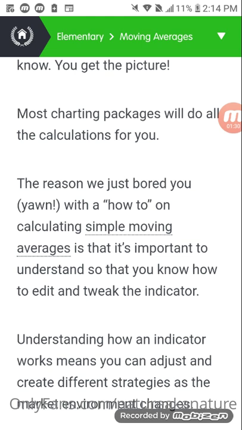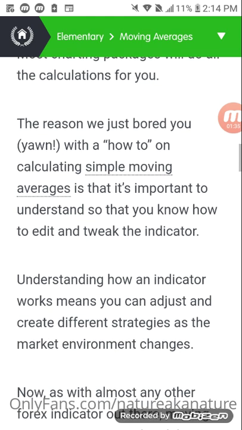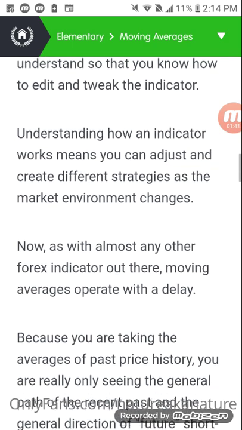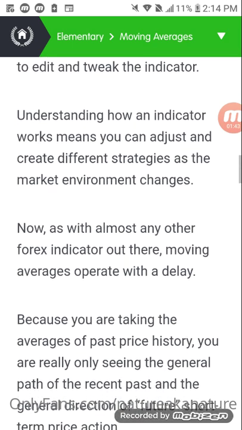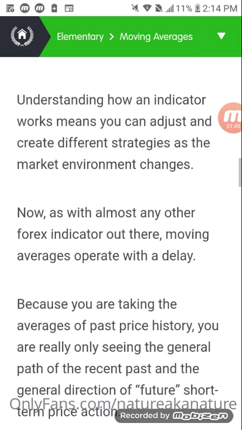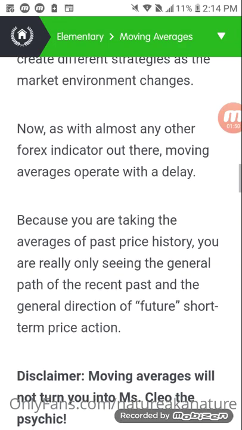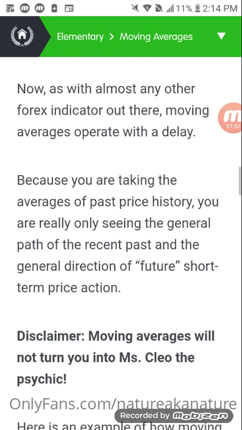The reason I'm telling you this is so you know how to calculate simple moving averages, and that is very important to understand the information. Understanding how to use the indicator, what it means, how to adjust it, and create different strategies for market and environment changes.